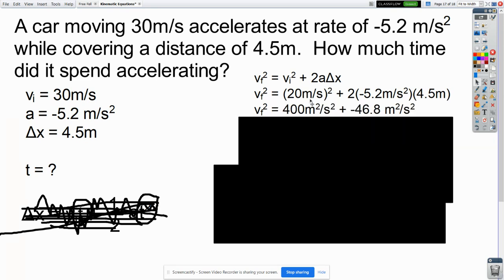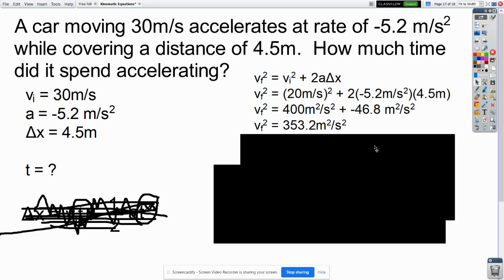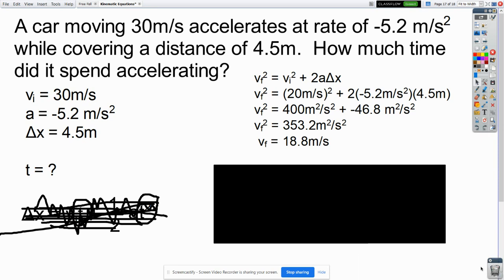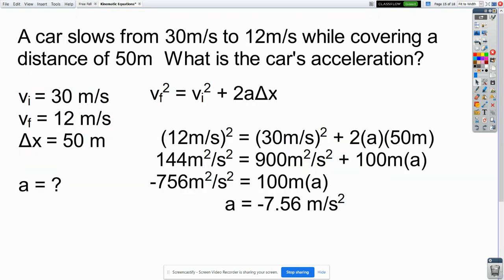Simplify. 20 meters per second squared is 400 meters squared per second squared. 2 times negative 5.2 times 4.5 is negative 46.8, and it would be meters squared per second squared because we have meters per second squared times meters. The meters will square up there. Add those together, and then square root both sides. That's your final velocity.